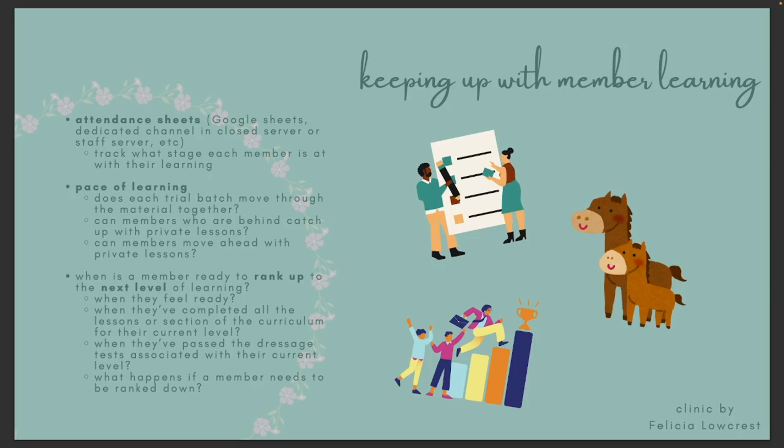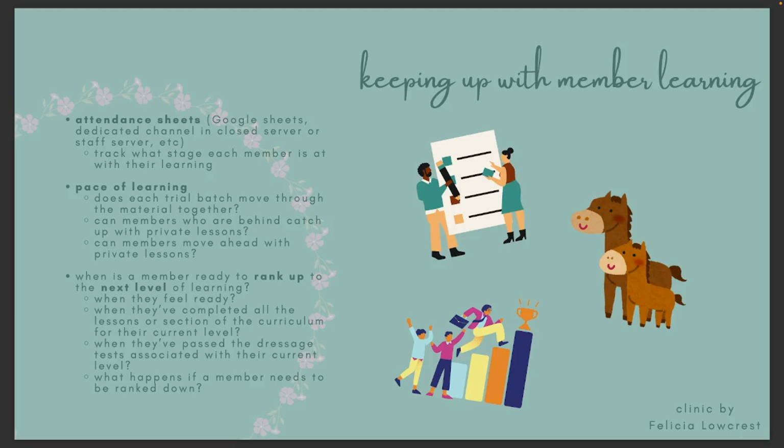You can also think about pace of learning. We discussed this a bit earlier. Do you want each trial batch to move through the material together, or do you allow some people to speed run through? If they're more experienced, can they go through the lessons quickly, take the test, and move up if you use testing? If you do have some members who are behind, can they catch up with private lessons? Also, on the flip side, can they move ahead with private lessons?